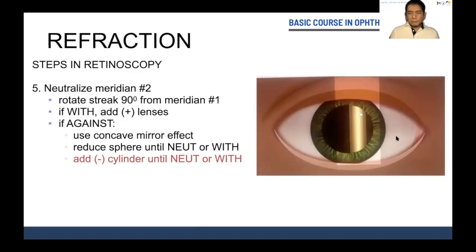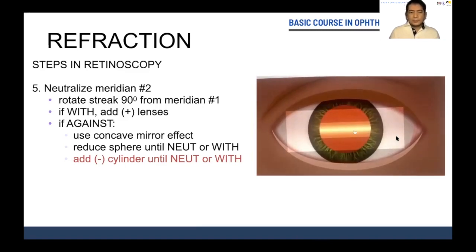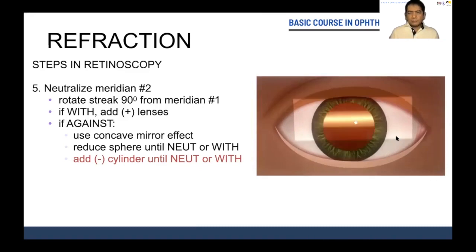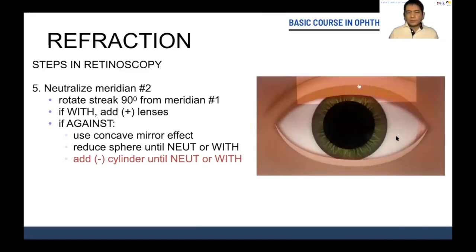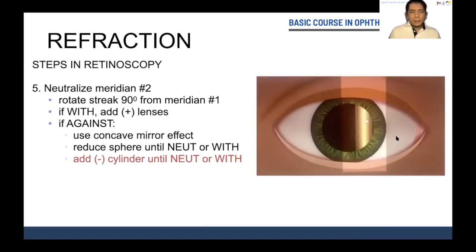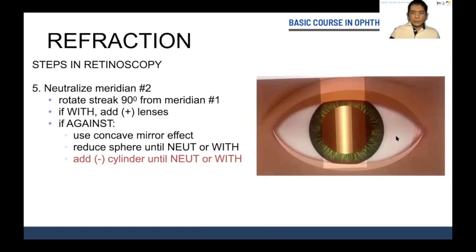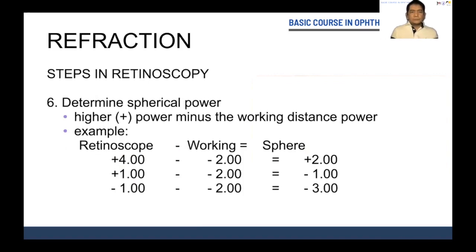In cases of oblique positions, oblique meridians, if your meridian 1 is at 45 degrees, 90 degrees away is 135 degrees. Okay, that is your meridian 2. Always remember, meridian 2 is 90 degrees away from your meridian 1. Okay. So next is determination of spherical power. How will you determine the spherical component after achieving neutrality?